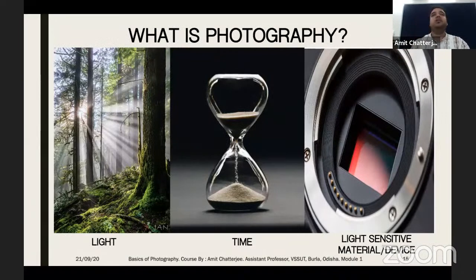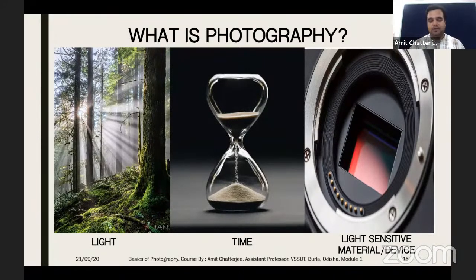The basic definition that we can tell ourselves is basically three things in photography: light, time, and a light sensitive material. In our case, we call it a sensor. So basically, photography is nothing but a combination of light taken at a particular time and recorded by a light sensitive diode, and these days we call it a sensor. Light, time, sensor, that's all photography is about, if you want a general definition for all of the fields together.